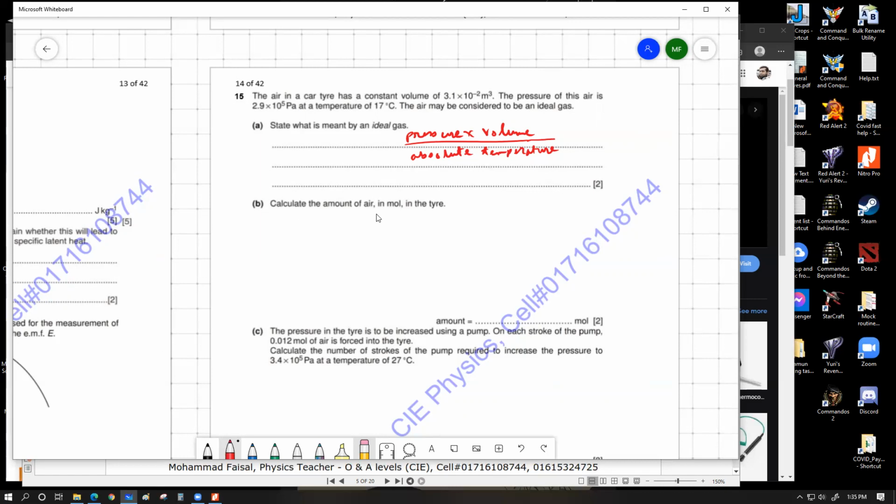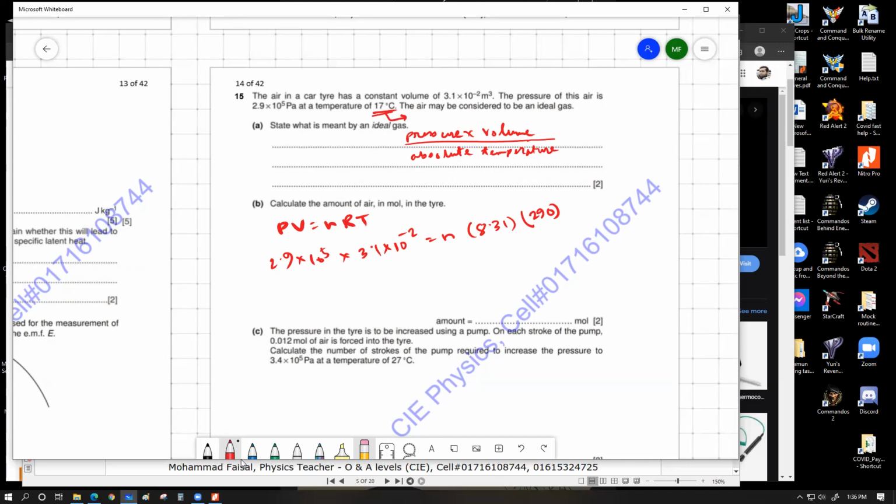Part B says calculate the amount of air in mole in the tire. That's pretty simple. We're going to use PV equals nRT. Let me calculate this number by placing all the values over here. 2.9 into 10 to the power 5 multiplied by 3.1 into 10 to the power minus 2 should equal n into 8.31 into 290. 70 degrees Celsius converted into Kelvin gives you 290.